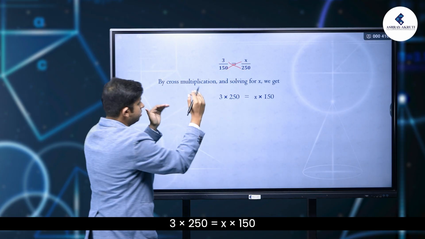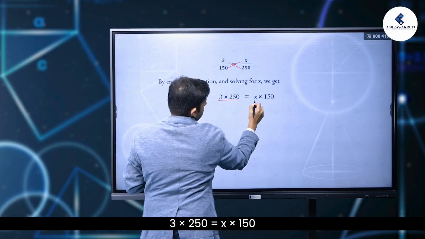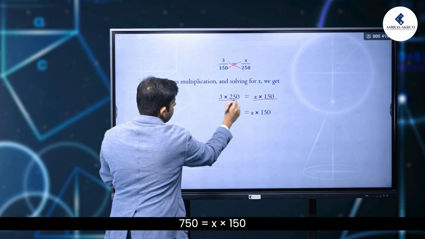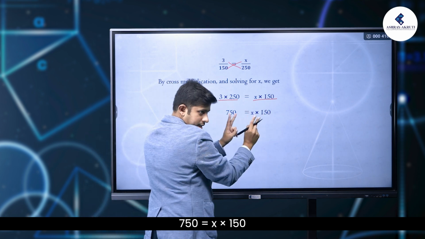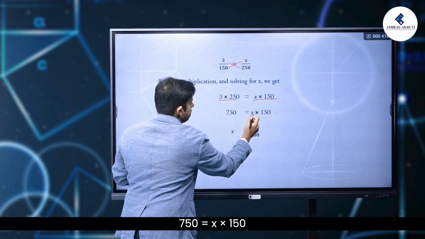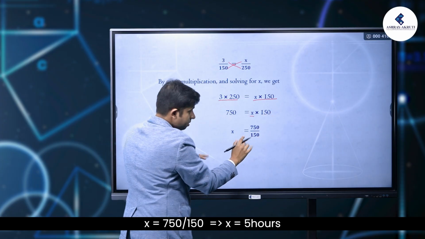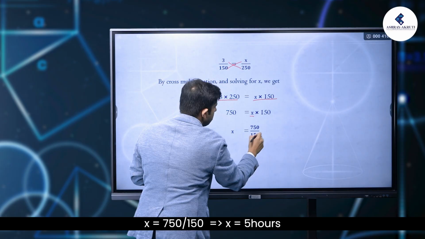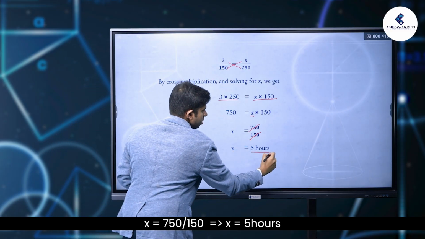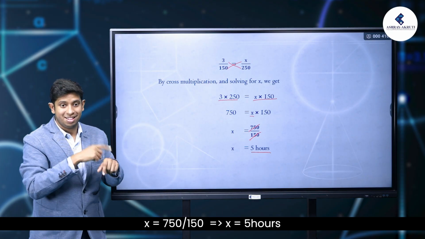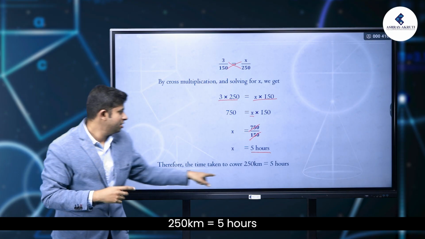3 into 250 is equal to X into 150. 750 is equal to X into 150. X equals 750 by 150. X equals 5 hours. Therefore, the time taken to cover 250 km is equal to 5 hours.